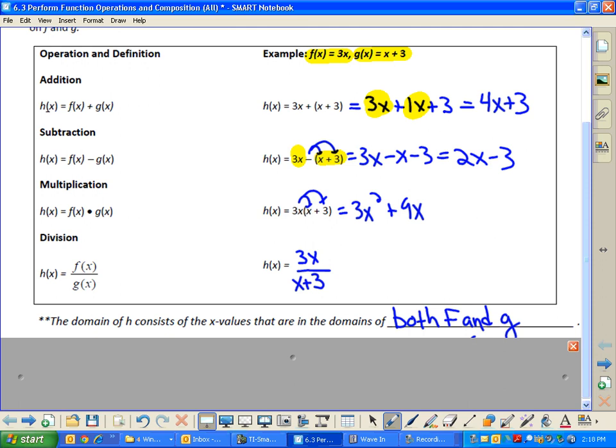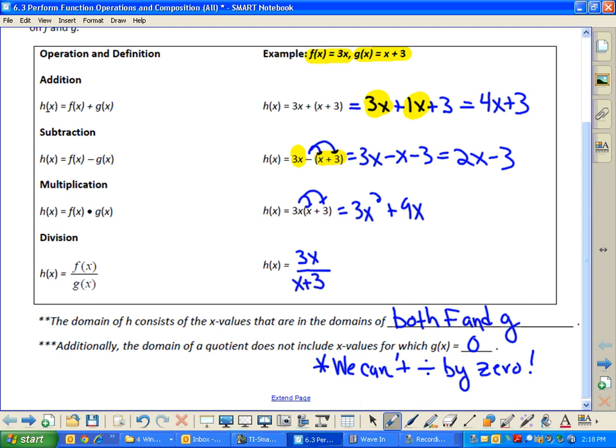One last thing, whenever you're making a quotient of two functions, your domain can't include values that would make your denominator 0, or, in other words, g of x, that bottom function, isn't allowed to be 0. And ultimately, that's because we can't divide by 0.